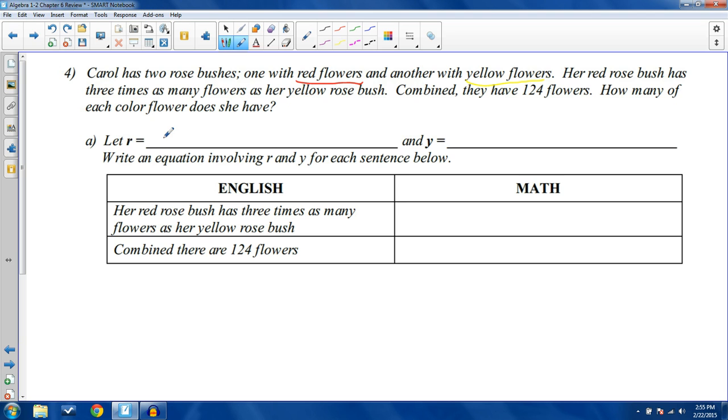What we need to do when we define these variables, first we need to see what this has to do with. How many of each color flower does she have? So R is going to be number of red flowers. I'll just use red for this. And Y equals number of yellow flowers.